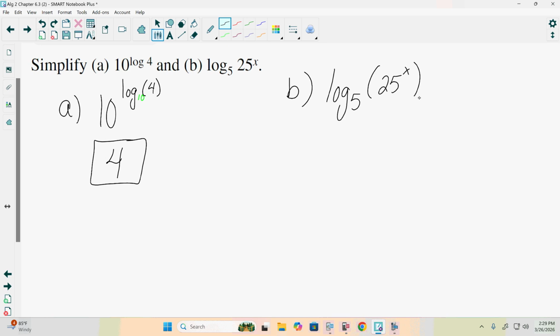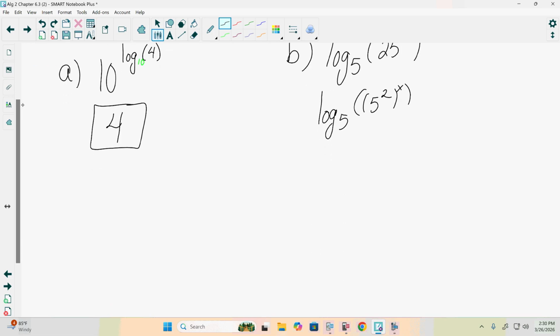Log base 5 of 25 to the x. Now, if this was, say, 5, log base 5 of 5 to a power, that log base 5 and the 5 inside the log would simplify out, leaving us with the exponent. But unfortunately, it started out with 25, not 5. But that's fine, because 25 can be written as what? 5 squared.